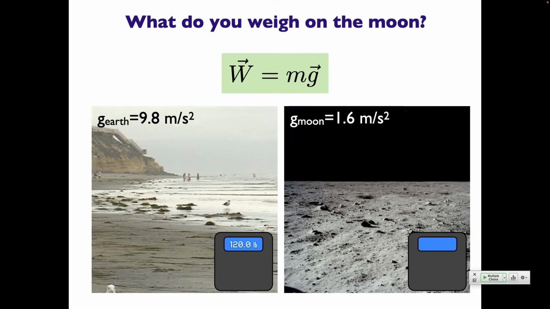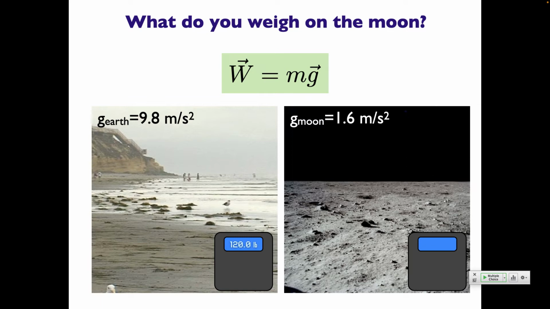So the easiest way to do this is you know that weight is just mg, right? So whatever your mass is, you could calculate it by doing the math and dividing by g and figuring out your mass here. Or you could realize that if you divide 9.8 by 1.6, you get about 1/6. So that means if you use the ratio, whatever your weight is here, you should weigh about 1/6 of that on the moon. Because it's just mg divided by mg.